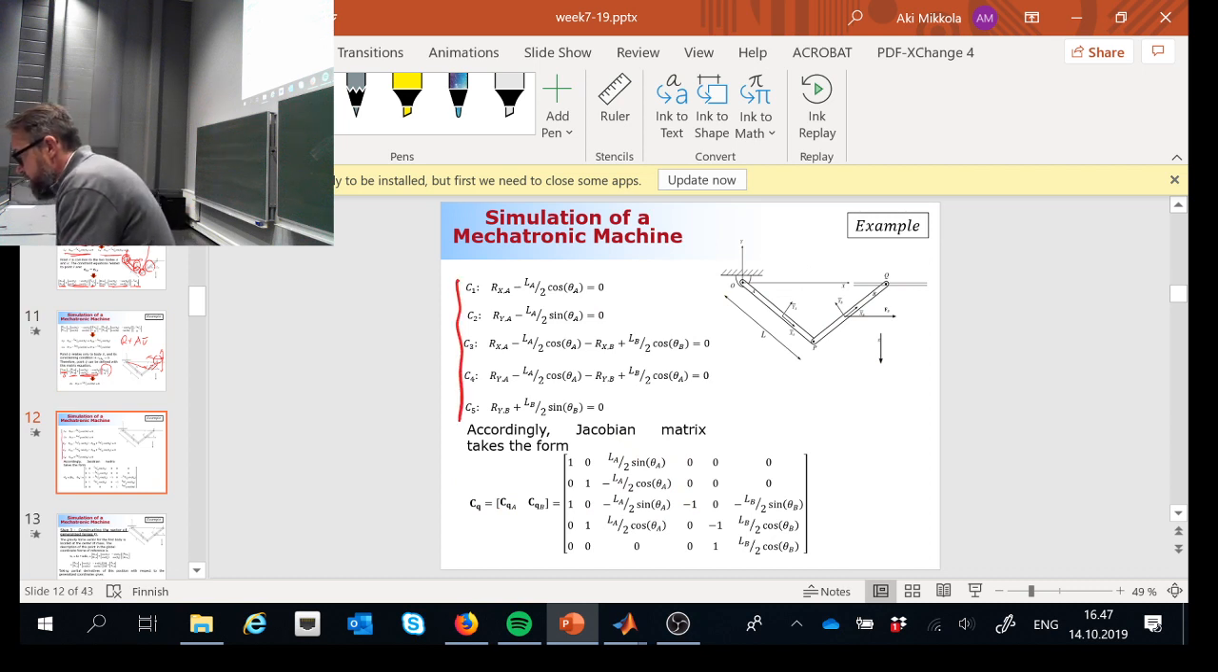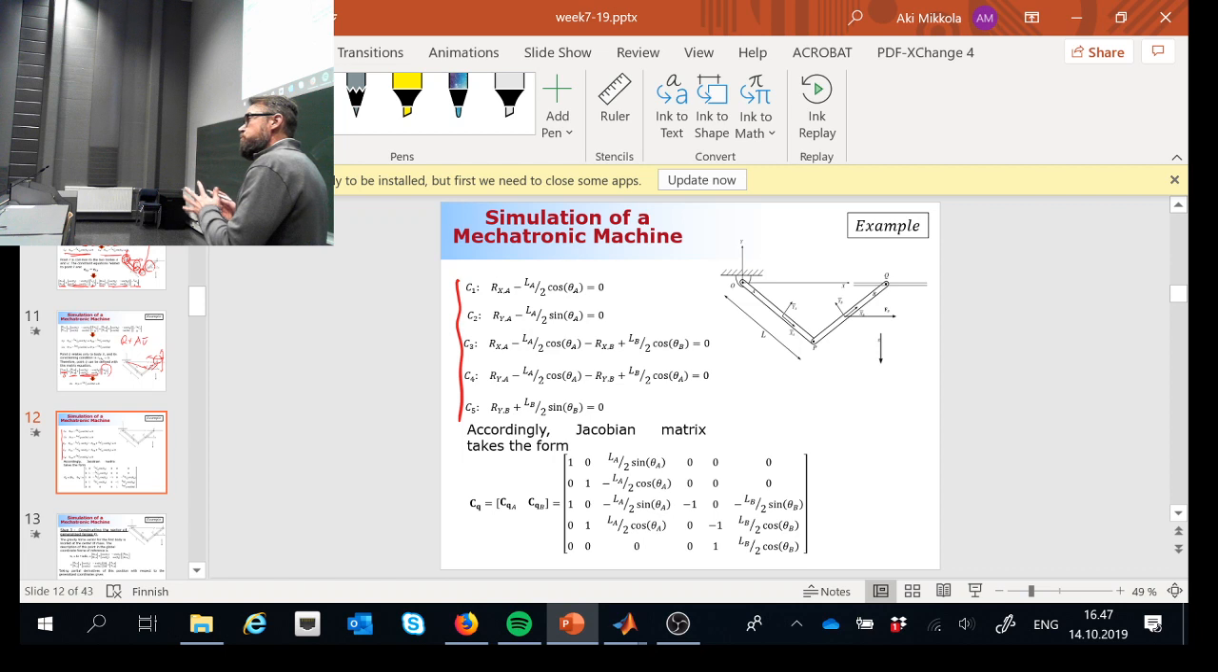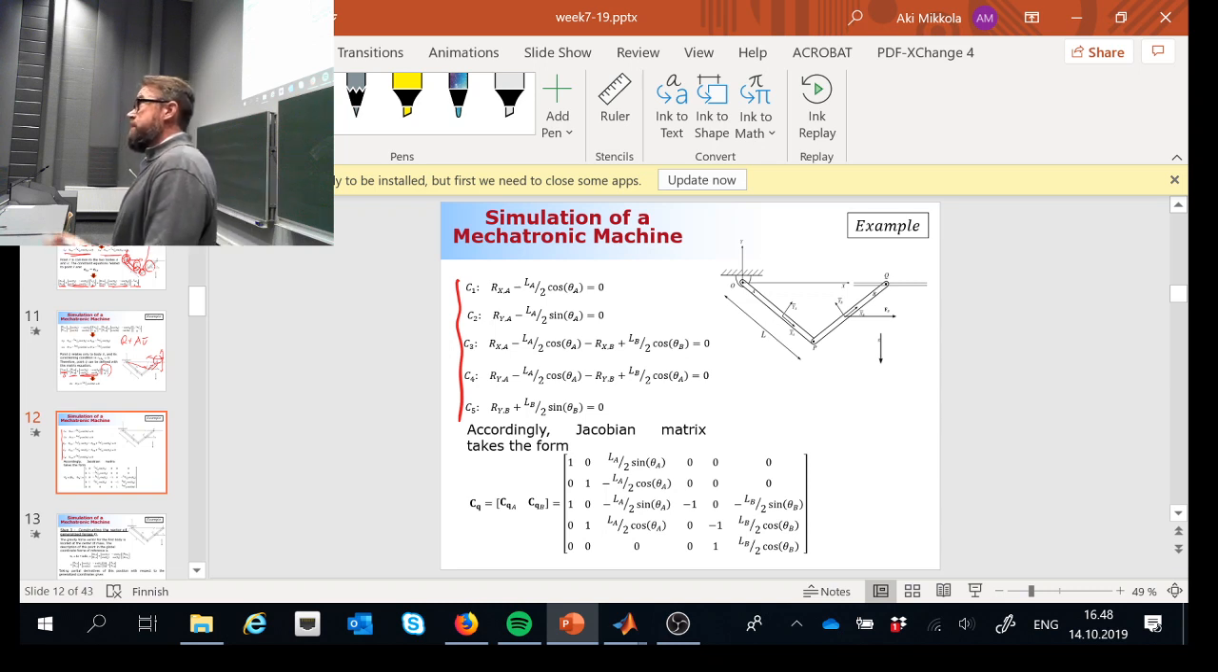Okay, so this is my list of constraints. I have 5 constraints. What I'm doing is just mechanically, and again, practice this prior to the midterm exam, such that if you have a vector of constraints and a vector of generalized coordinates, then you can more or less automatically create your Jacobian matrix.